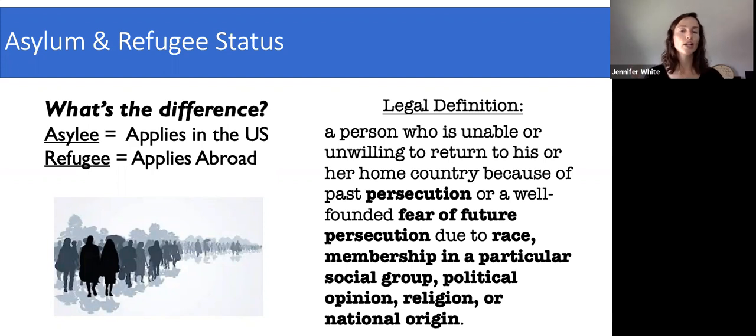So I've written out the actual legal definition here. I took it from the statute directly, but I'll give you a simpler explanation, just the way I like to think about asylum and refugee status.